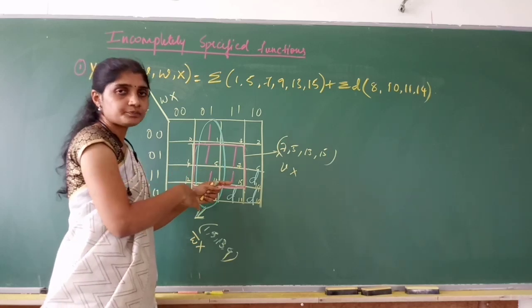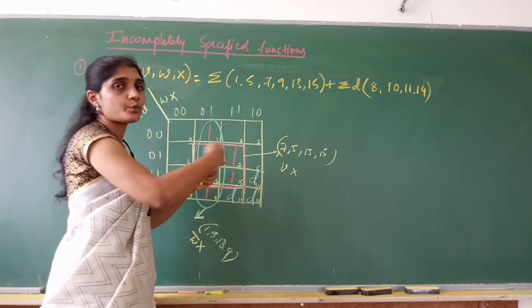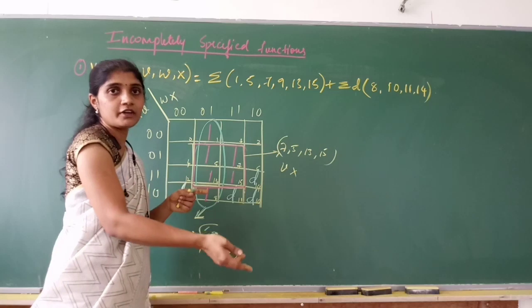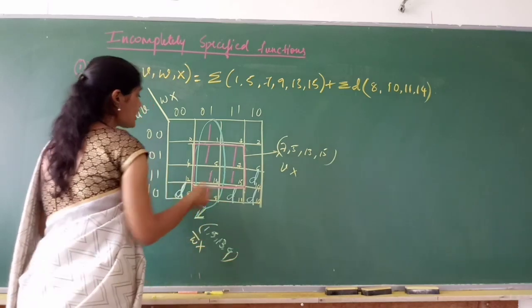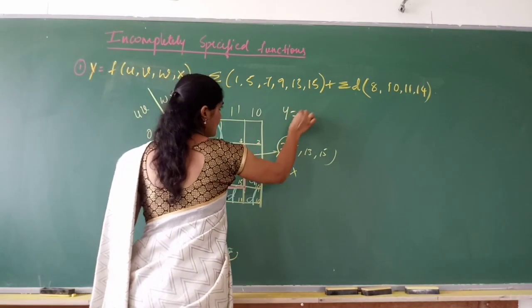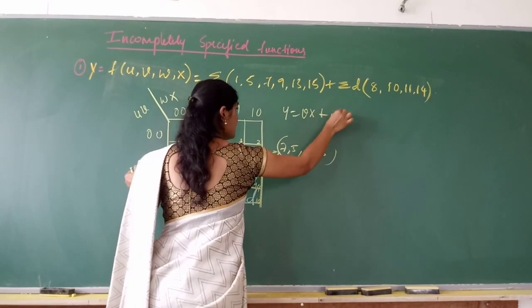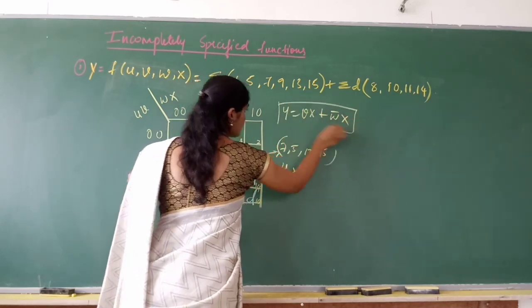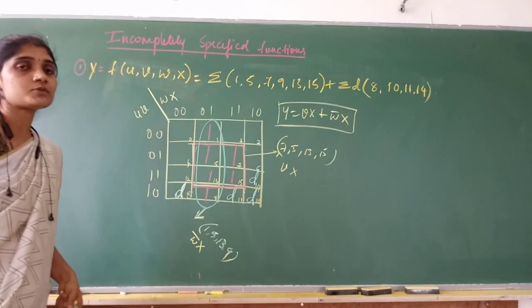It may be advantageous for us to make the larger grouping so that more number of variables can be eliminated. So what is the equation now? Y is equal to bx plus w bar x. So this is the equation. Hope you all have understood the concept of don't care term.